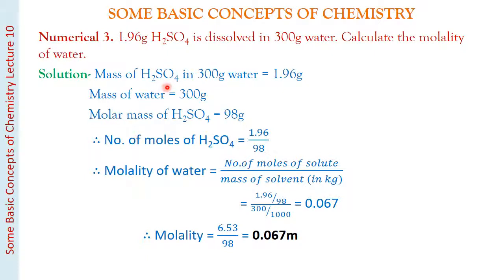So the mass of H₂SO₄ is 1.96 grams. The mass of water is 300 grams. The molar mass of H₂SO₄ is 98 grams. The number of moles of H₂SO₄ would be 1.96 divided by 98, and then divide this by the mass of the solvent. You need that in kilograms, so 300 divided by 1000 to get 0.3 kg. So this comes up to 0.067. So the molality of this solution would be 0.067 molal.